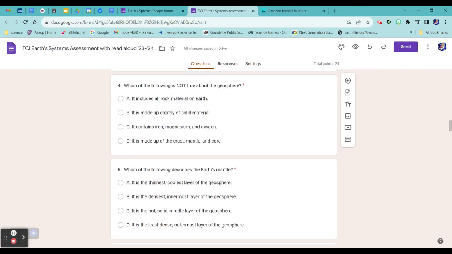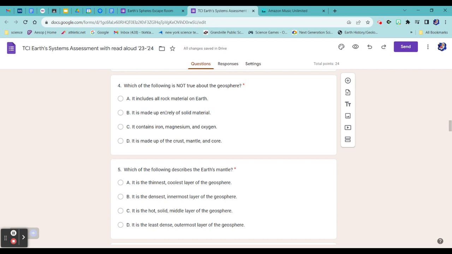4. Which of the following is not true about the geosphere? A. It includes all rock material on Earth. B. It is made entirely of solid material. C. It contains iron, magnesium, and oxygen. D. It is made up of the crust, mantle, and core.